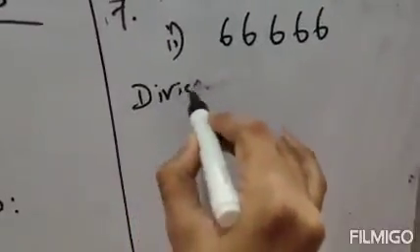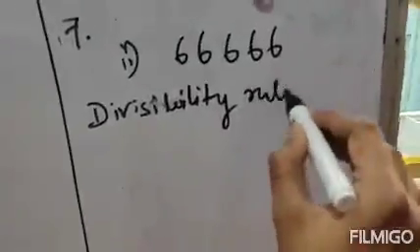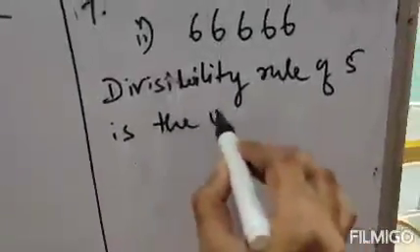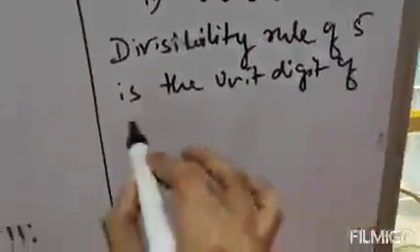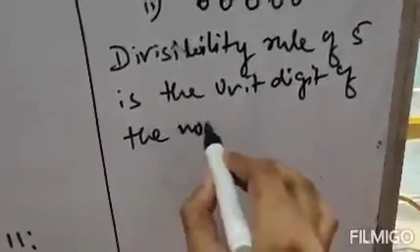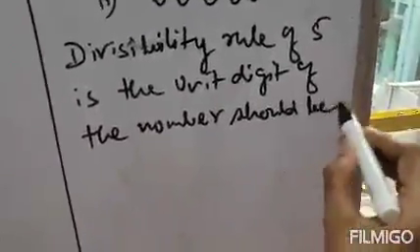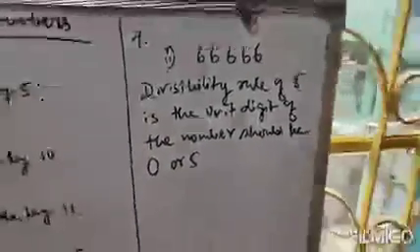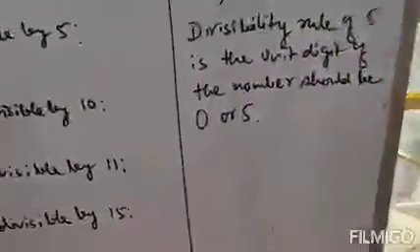Just write the divisibility rule of 5: the unit digit of the number should be 0 or 5. But here the unit digit is 6. Therefore, this number is not divisible by 5.